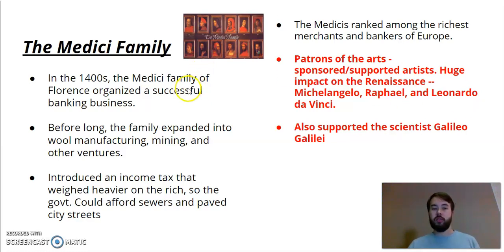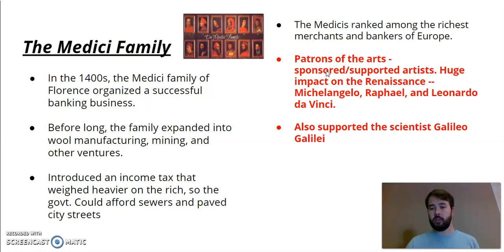Okay, in the 1400s, the Medici family organized a successful banking business and then turned that into political power in the city-state of Florence. They introduced things like an income tax that weighed heavier on the rich so the government could afford things like sewers and paved city streets. Now that doesn't seem like a big deal, but back then it was a big deal for a city to have those things. The Medicis were some of the richest merchants and bankers in all of Europe. This is why they're a big deal in history, and that's why I put it in red.